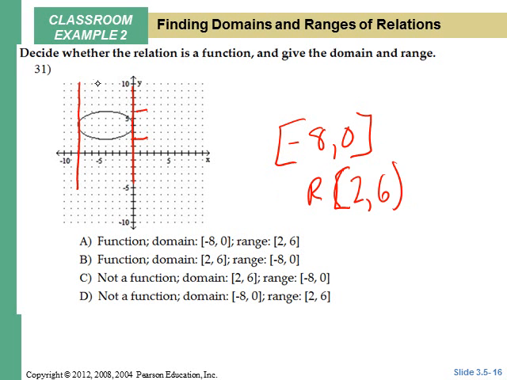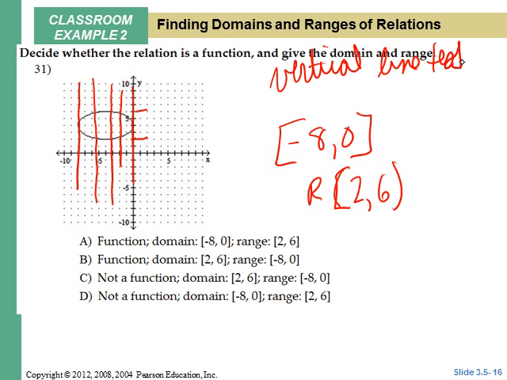It is not a function, and here's the trick to it not being a function. If I draw, this is called the vertical line test. If I draw a vertical line and it hits it twice, it is not a function. So the domain is -8. It's this one. It's the right answer.